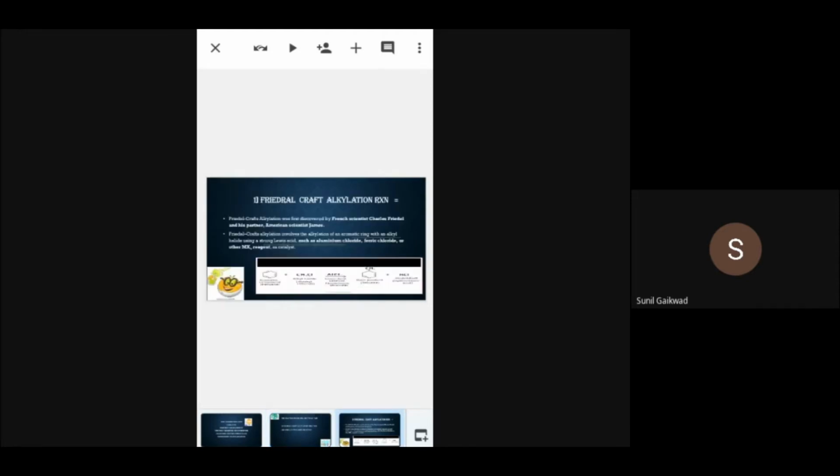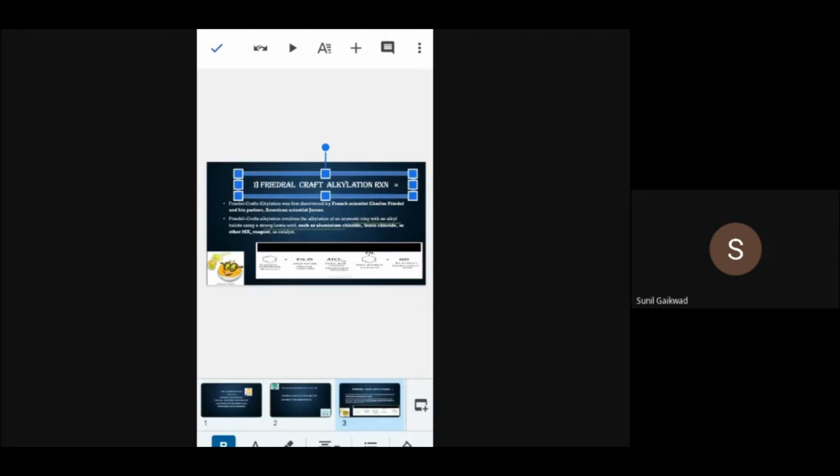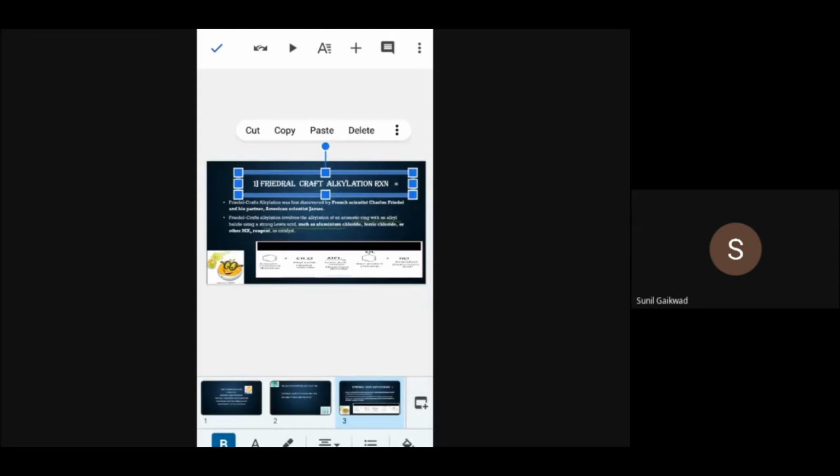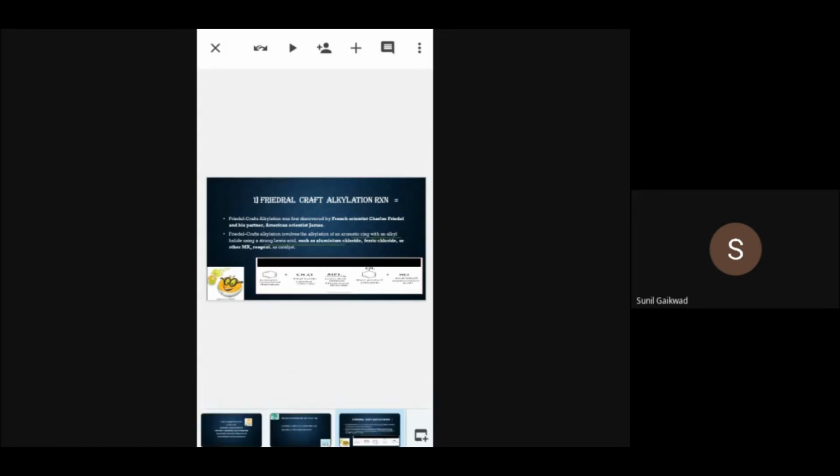The first reaction is Friedel-Crafts alkylation reaction. I think we all are very much familiar with this reaction. This was present in our 12th standard, but today we will understand what is the basis of the reaction and how it works. So Friedel-Crafts alkylation reaction was given by Charles Friedel, with his partner, the American scientist James. So basically, Friedel-Crafts alkylation simply means when alkyl groups are attached to the benzene ring, and instead of hydrogen, we have this alkyl group.